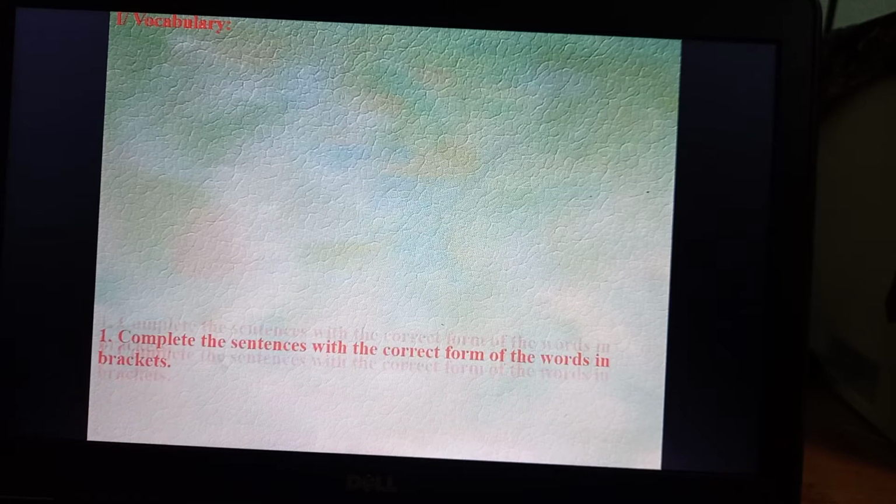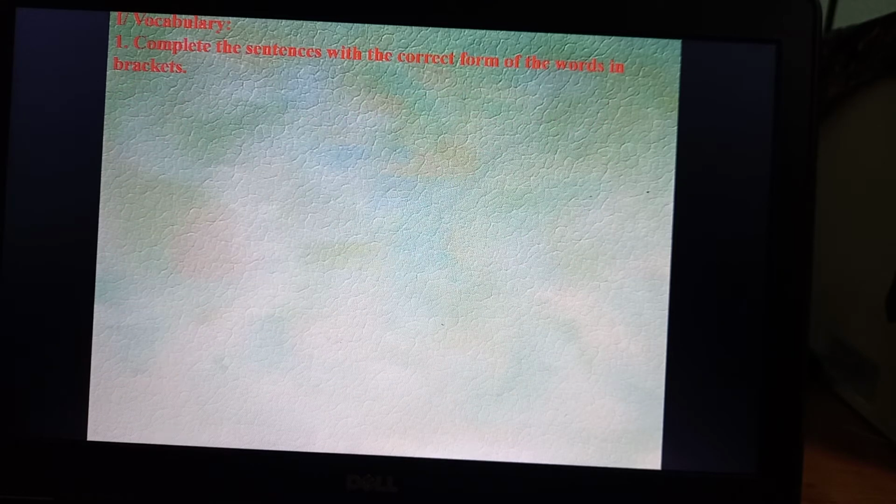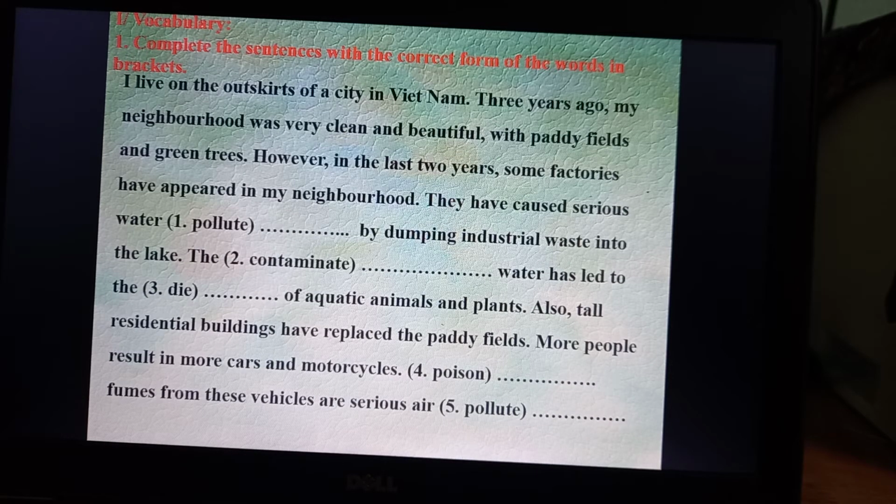Now to continue the lesson, we review vocabulary. We use the vocabulary you've learned in this unit to complete the sentences with the correct form of the words in brackets. Now you remember, in this task, they require you to use the correct form of the words in brackets. It means, for example, number 1, pollute. You must write the correct form of pollute here. We have 2 minutes to prepare.